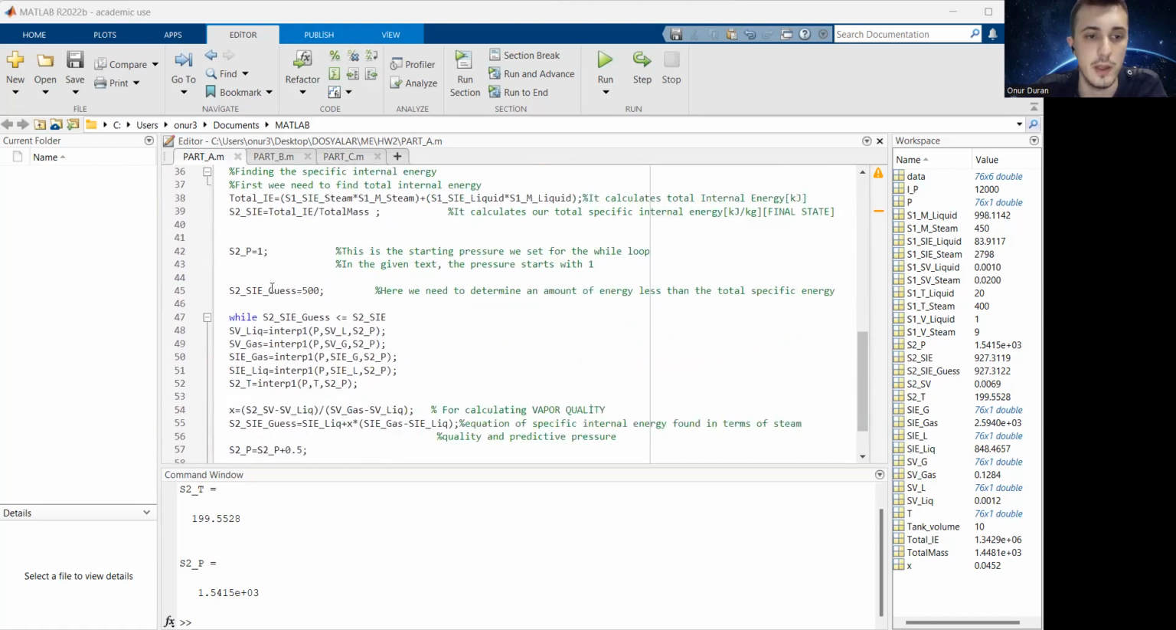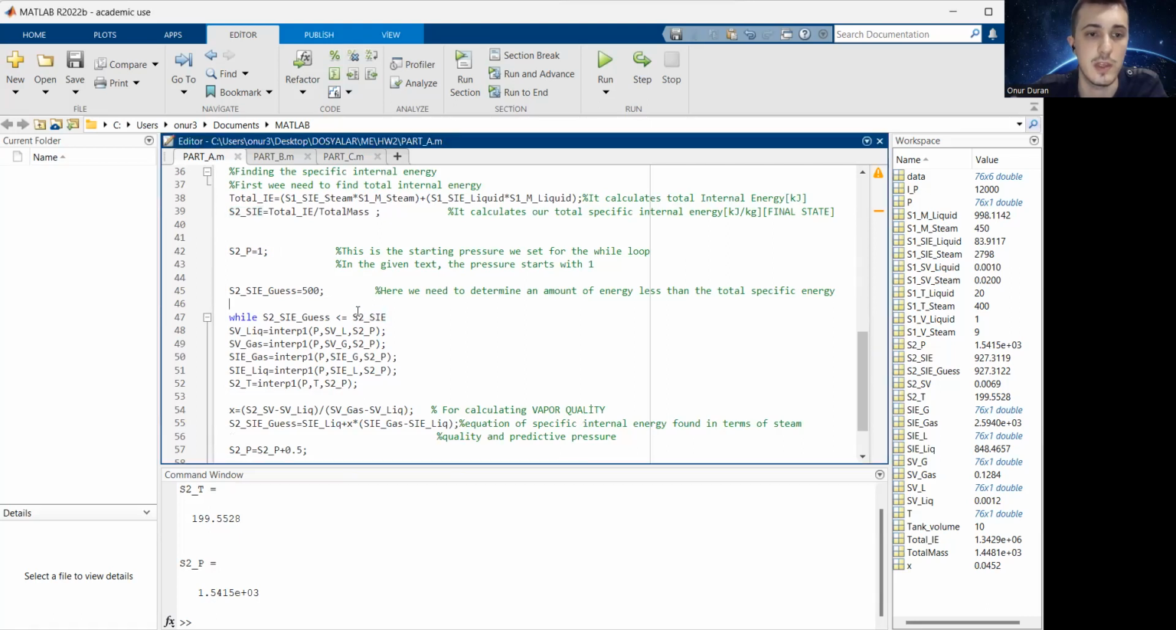I choose the one in here because this is our starting pressure we set for the while loop. In the given text, the pressure starts with 1, and I chose 500 in here, but it is not so important. If it is less than this value, it will be okay. If it is higher than this value, MATLAB gives us an error.